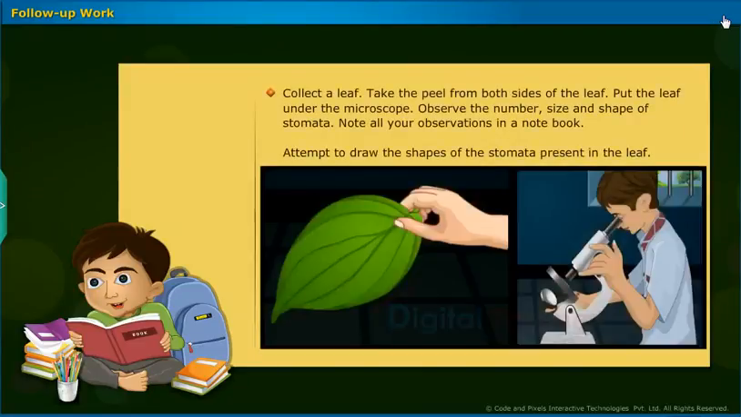Collect a leaf. Take the peel from both sides of the leaf. Put the leaf under the microscope. Observe the number, size and shape of stomata. Note all your observations in a notebook. Attempt to draw the shapes of the stomata present in the leaf.